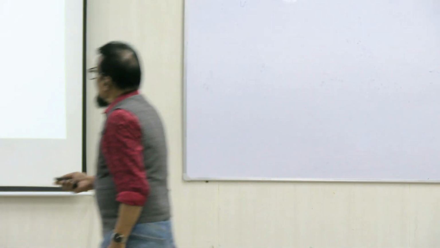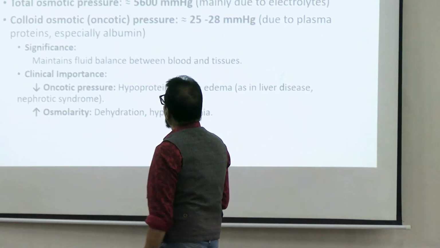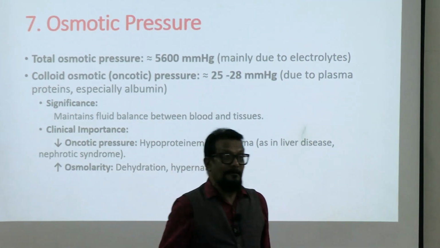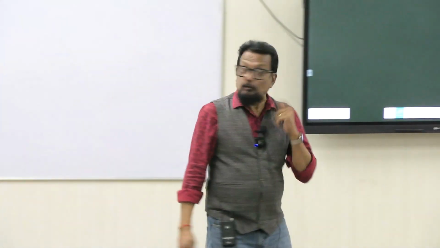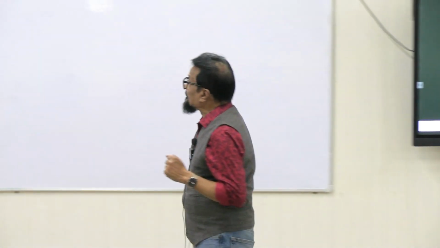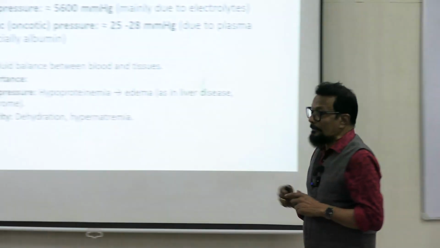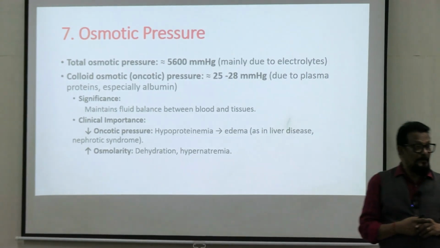So this is the importance of temperature. And then comes the osmotic pressure. Blood provides a total of 5600 millimeters of mercury as the total osmotic pressure.